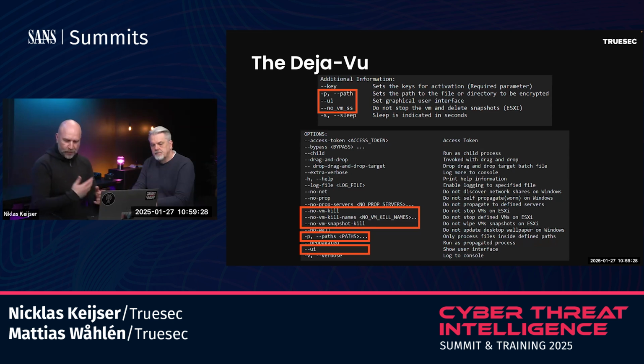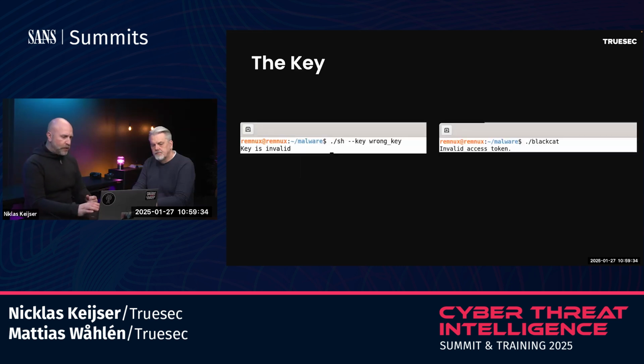What does it do? This first part is where things start to look similar. When we need to run the ransomware, we have to provide it a key, and if we provide the wrong key, it terminates and does nothing. It says the key is invalid. That's the BlackCat version, and that's the Cicada version. BlackCat says invalid access token.